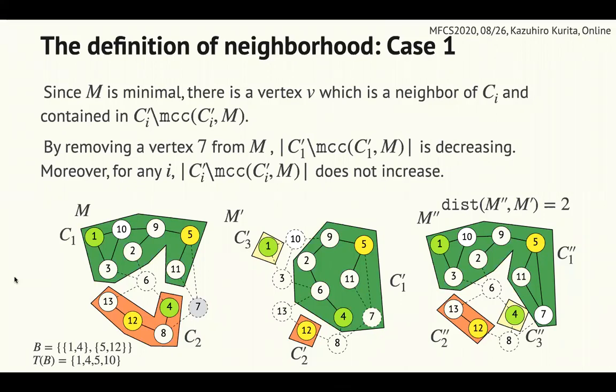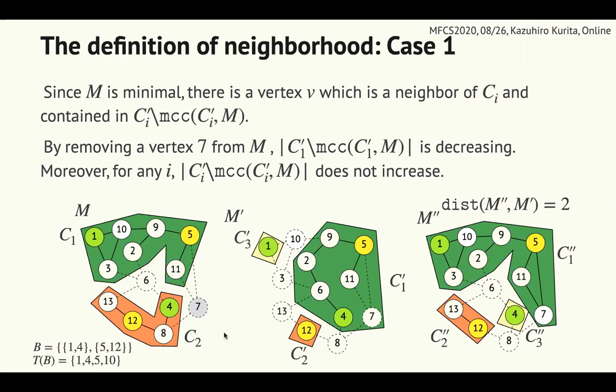In the bottom of the figure, a vertex 7 is a neighbor of C1 and contained in C'i minus MCC C'i M. Thus, by removing vertex 7, the distance function decreases. But M minus 7 is not a node merge cut, since M is minimal. Thus, we have to remove a set of vertices without increasing the value of the distance function.